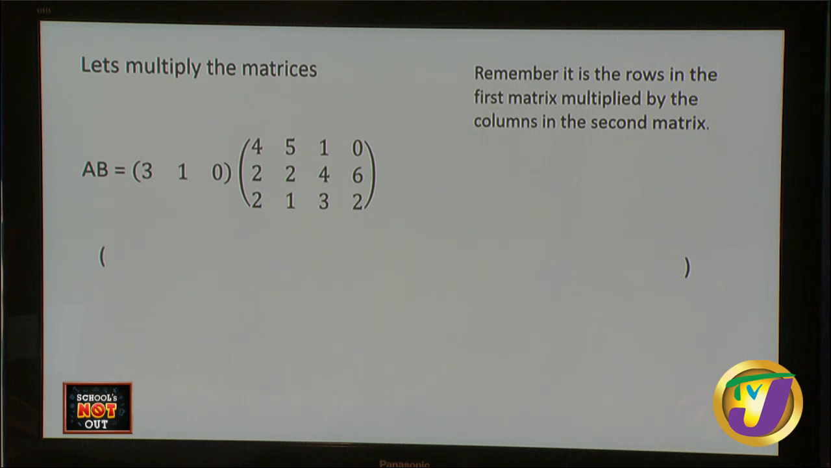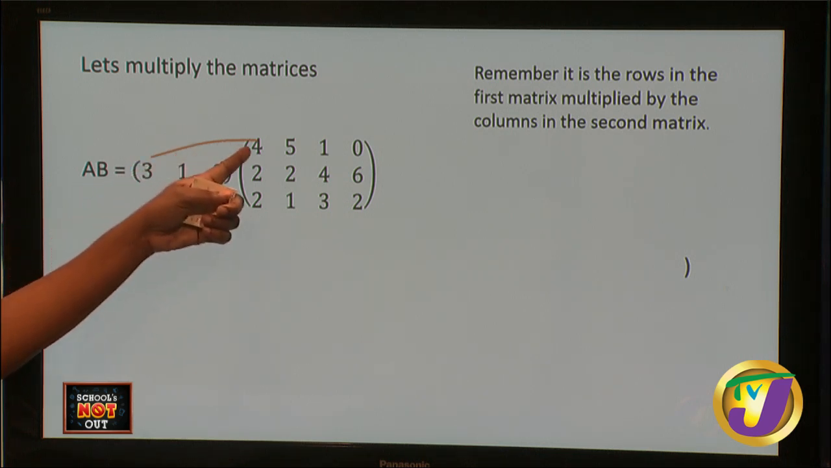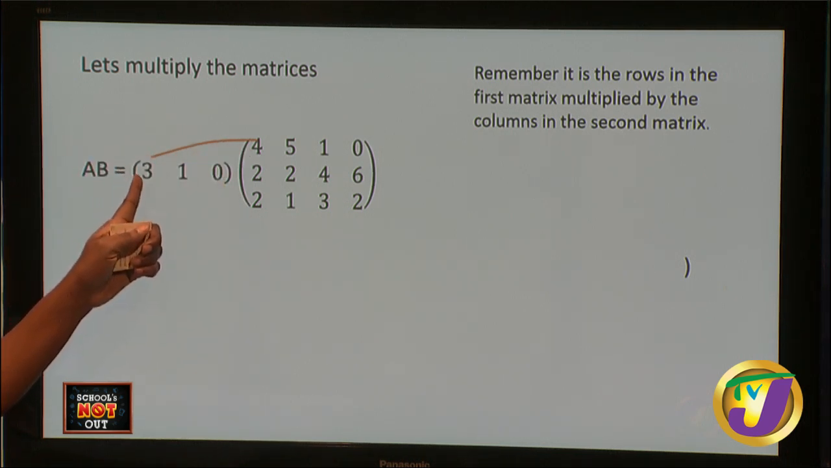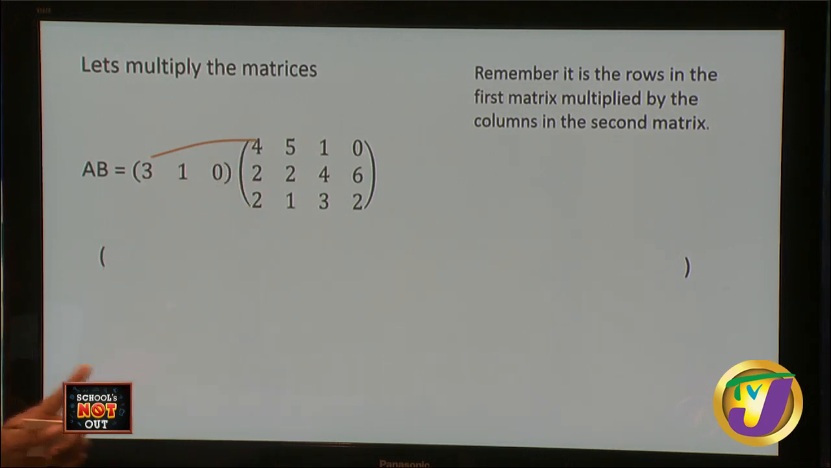Okay. So again, the reminder is popping up. Remember, it is rows in the first matrix, multiply the columns in the second matrix. So I'm seeing here 3 multiplied by the 4. So the first term in my row here, multiplying the first term in my column. Beautiful. And 3 4s? 12. All right. Then we move on.